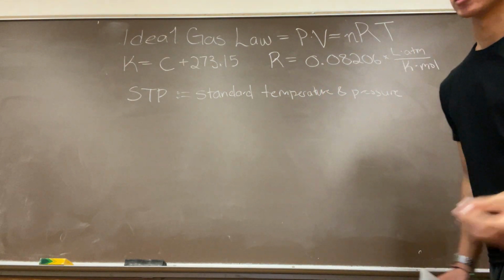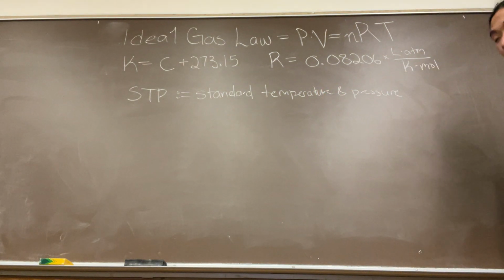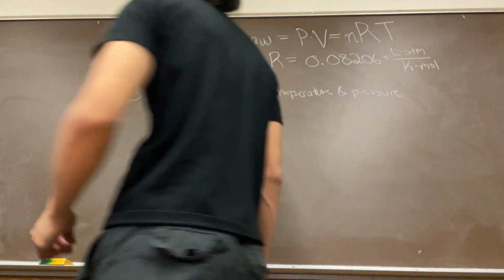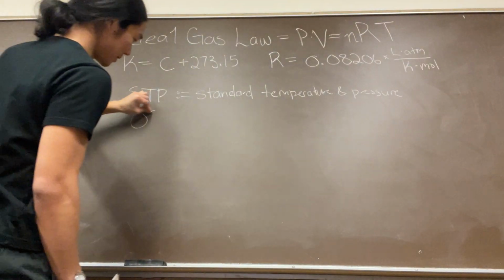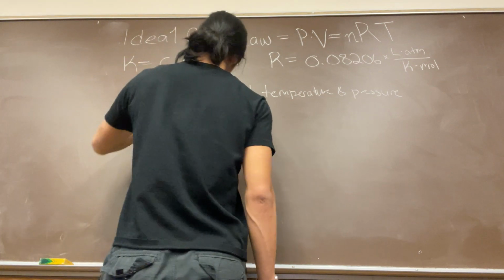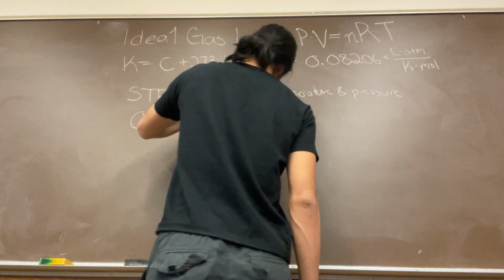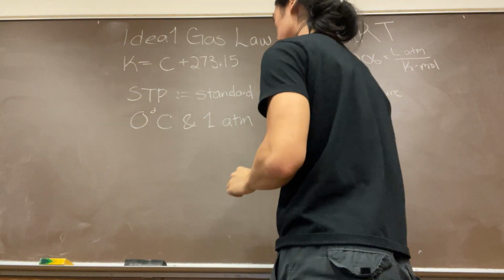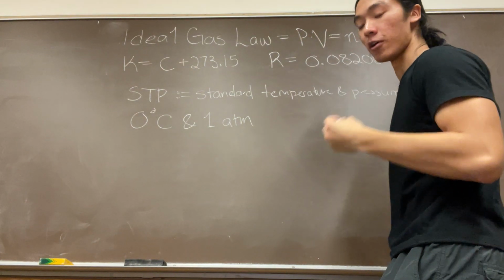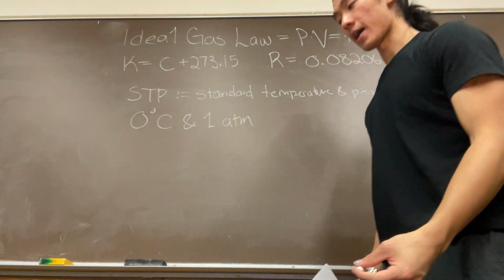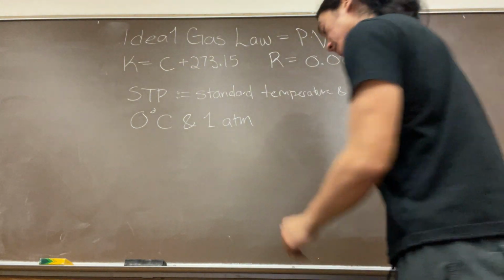So you're probably wondering what standard temperature and pressure is. So I'll define it. Standard temperature and pressure is 0 degrees Celsius, and the pressure is 1 atmosphere. So we can actually find out what the volume of 1 mole of something is at this given STP.